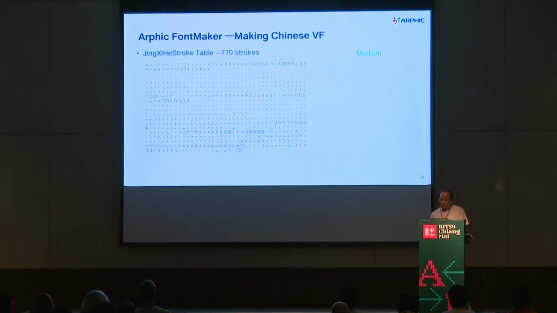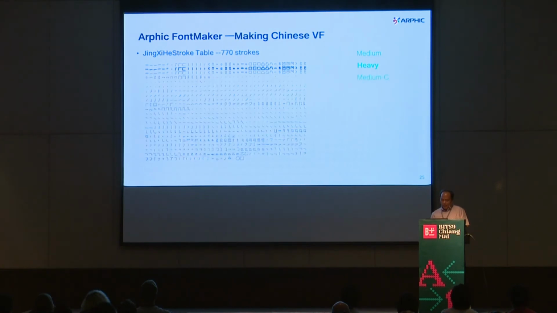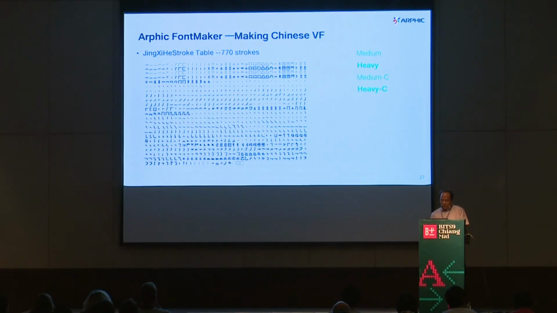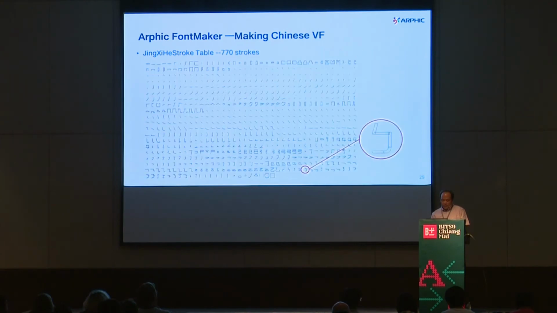Take the development of two axes of Jingxi as an example. To complete a simplified Chinese font which contains 28,000 Chinese characters needs 770 strokes, and each of the four masters of the two axes has its own stroke library. If we make sure of the compatibility of all the corresponding strokes, then we can generate a variable font easily.